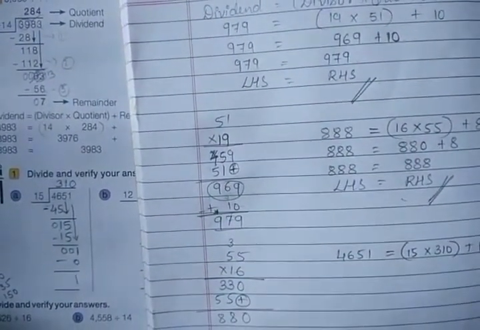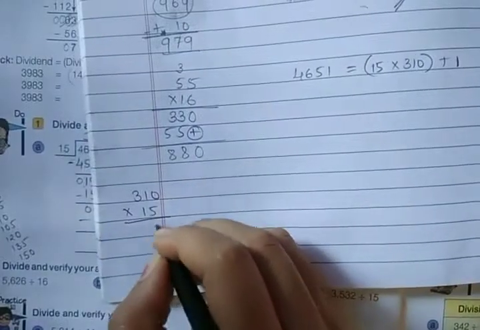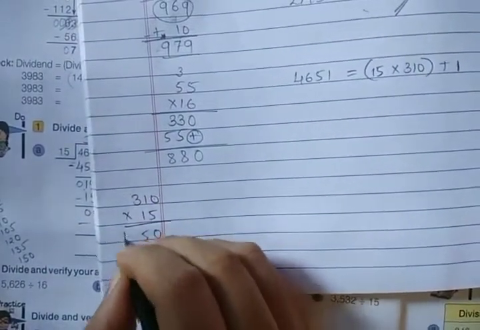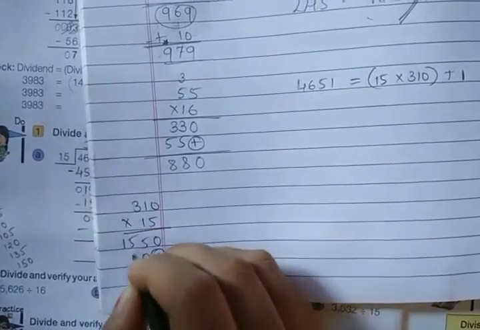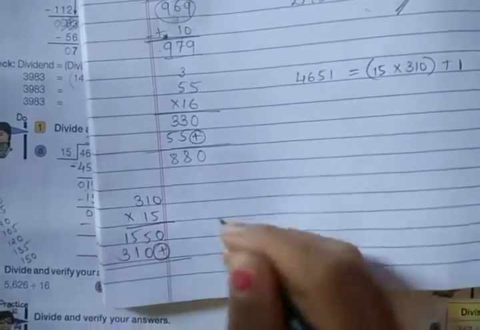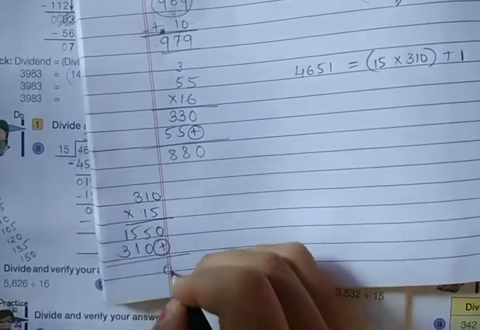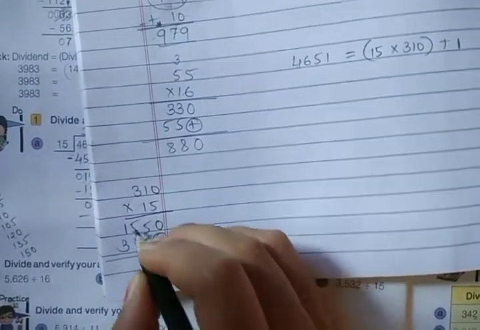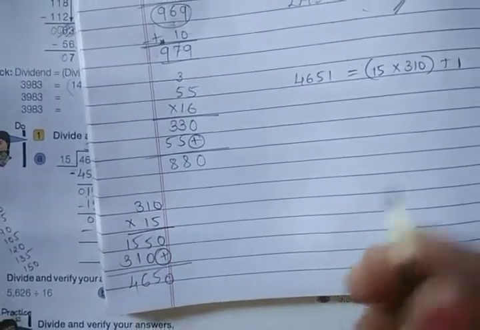Multiply the numbers. 310 multiplied by 15. 5 zeros are 0, 5 ones are 5, 5 threes are 15. Plus, 1 zeros are 0, 1 ones are 1, 1 threes are 3. Add the numbers. 0, 5, 5 plus 1 is 6, 1 plus 3 is 4. 4650.